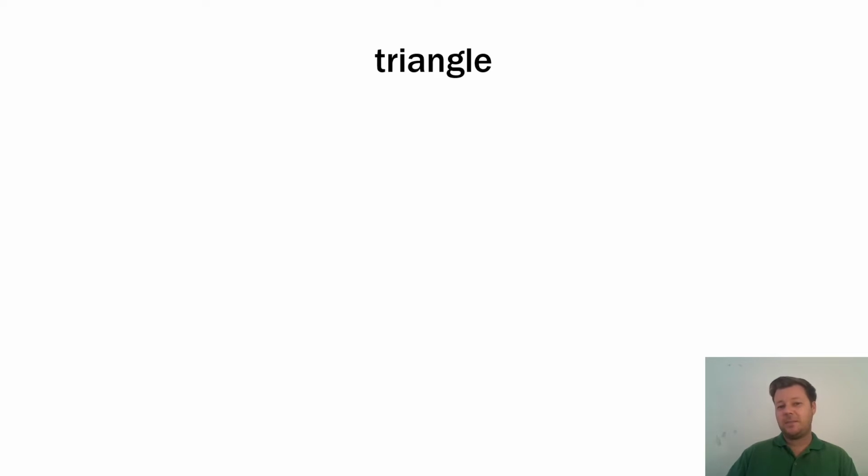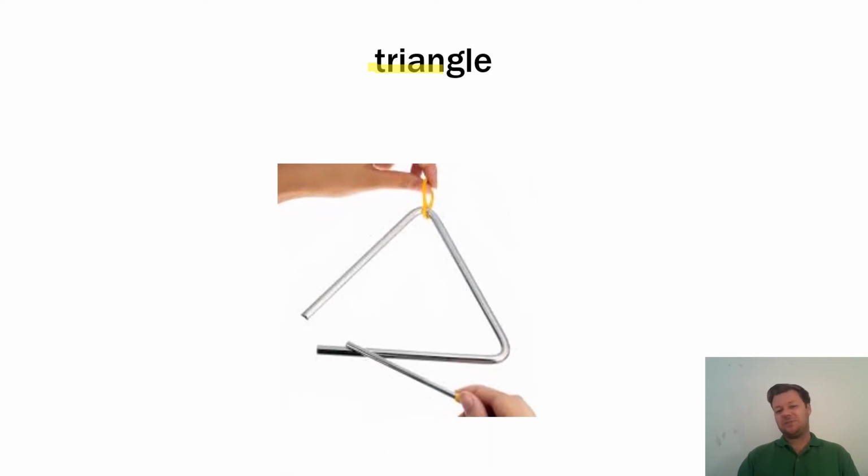This word is a shape. Yes, you guessed it, a triangle. But now, P1, I'm sure you're wondering, a triangle? But that is not an instrument, that is a shape. But let's look at this picture. We have a musical instrument that is the shape of a triangle, 3 sides, and we call it a triangle.